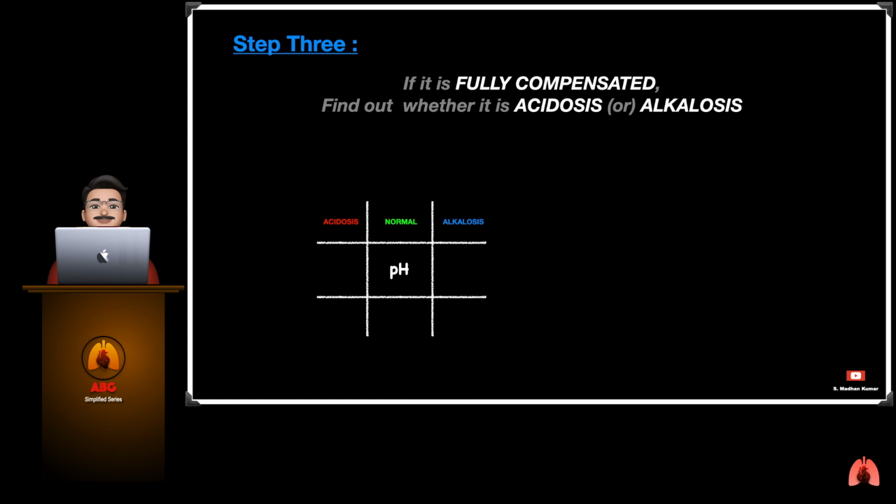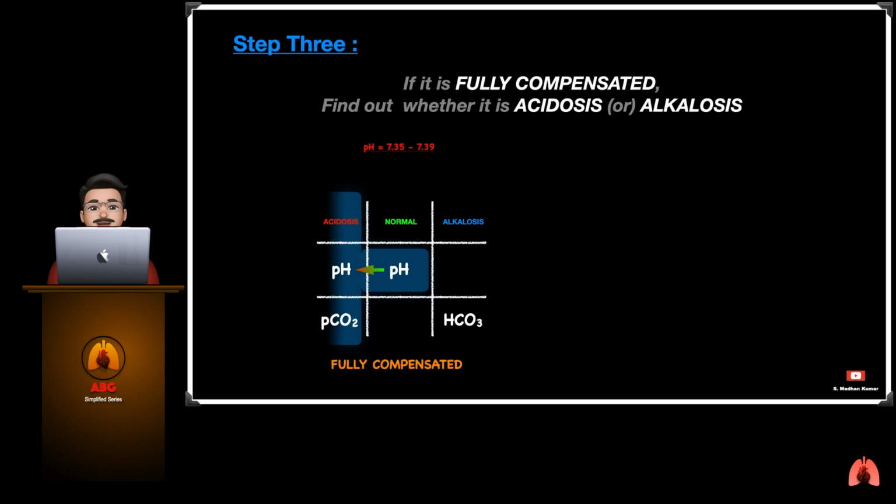Here pH is normal, PCO2 and HCO3 are abnormal. It is called fully compensated. Now when we have a value like this, if the pH range is in between 7.35 to 7.39, then the pH is leaning towards acidosis, so it can be considered as a fully compensated acidosis.